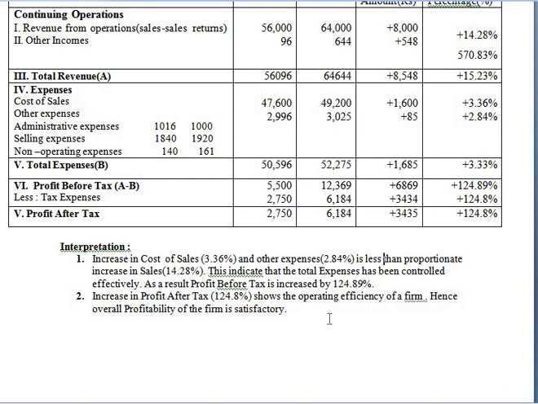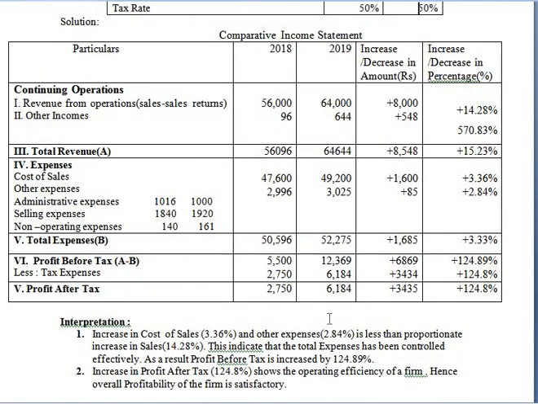Okay, so this is the interpretation on the comparative income statement. I hope you have understood the preparation of the comparative income statement and how to write the interpretation. In the next class, we will be solving a problem on the comparative balance sheet. So here we have finished the comparative income statement. Now next we will be preparing the comparative balance sheet. Okay, thank you.